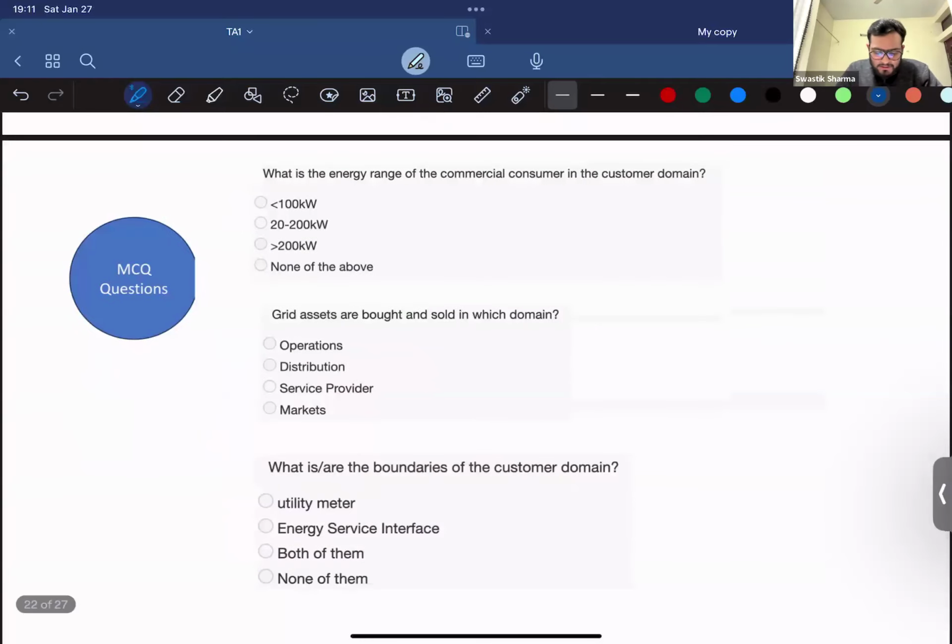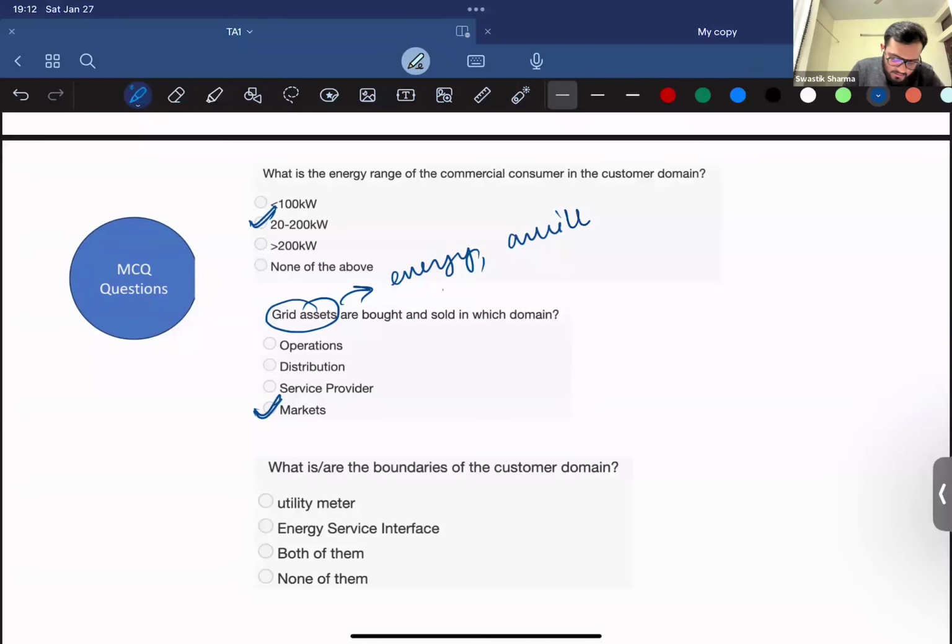Okay, what is the energy range of a commercial consumer in the customer domain? I recently covered this. Can anyone tell me? Between 20 to 200 kilowatts. Yeah, it's 20 to 200 kilowatts. Next, grid assets are bought and sold in which domain? Markets. Yeah. So what are grid assets? It's the energy or support services such as frequency regulation, or I should club them, ancillary services. All can be bought and sold in the markets domain.